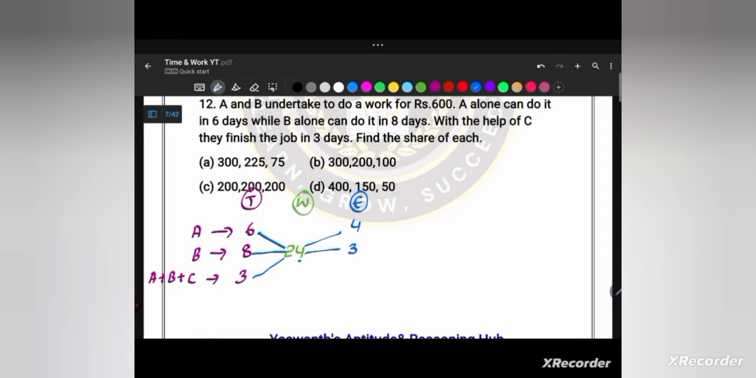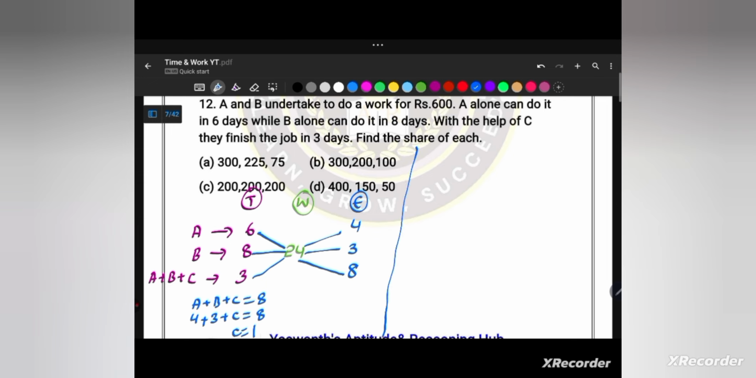Together it will be 8. Now clearly, the efficiency of ABC will be how much? A, B, C, 8. From the first step, we know that A is 4. The efficiency of B is 3 units. So definitely C will be how much? 1 unit.